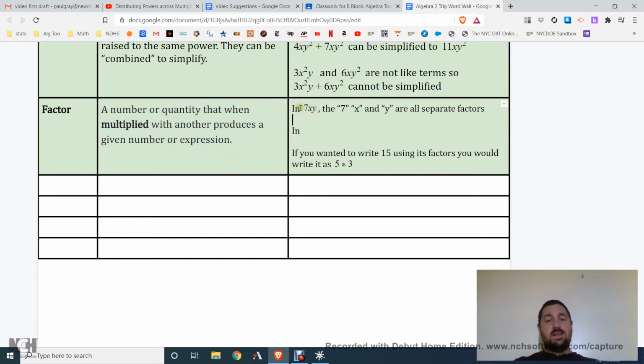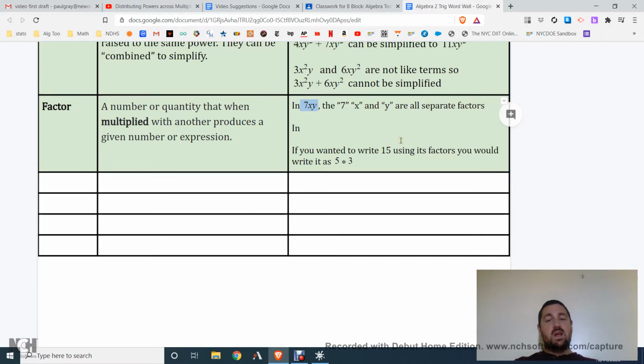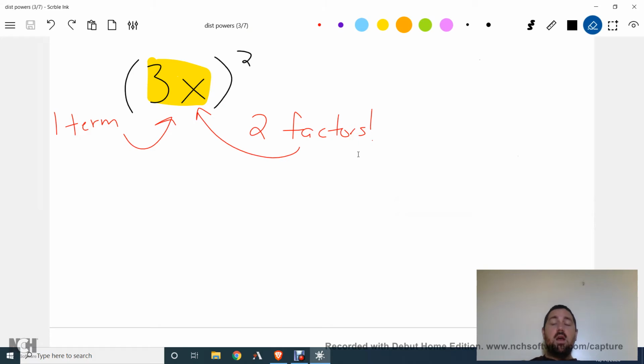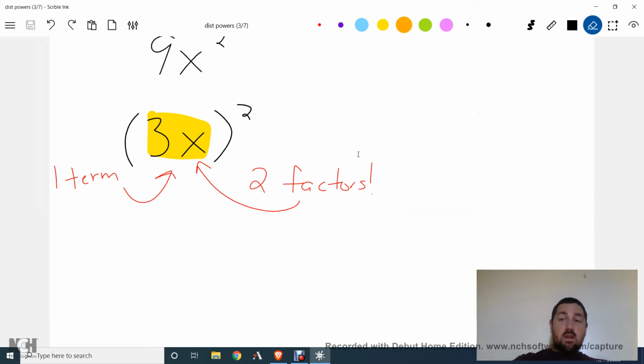So for one example, in 7xy, right, 7, x, and y are all separate factors. And if you wanted to write 15 using its factors, you would write it as 5 times 3, right? So the idea is that factors is all about things being multiplied together, okay? So we're distributing this second power to both of the factors.